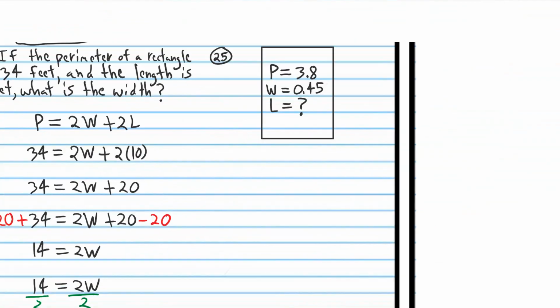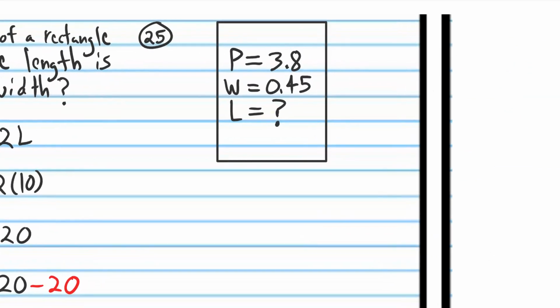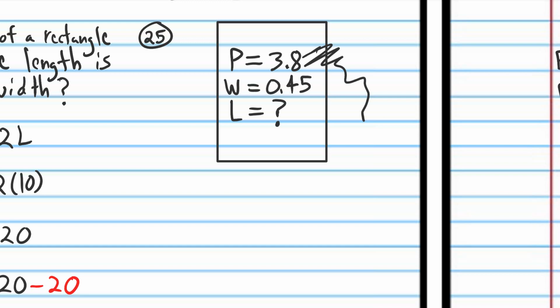So now we have decimals, which means you can use your calculator. So try number 25. They tell us the perimeter is 3.8 and the width is 0.45. Now notice that we don't have units, so you don't have to deal with those units. So try number 25, and when you come back, we'll do it together. All right, we're back. So again, you want to write the formula that you're going to use. You have to write that formula. So P equals 2W plus 2L.